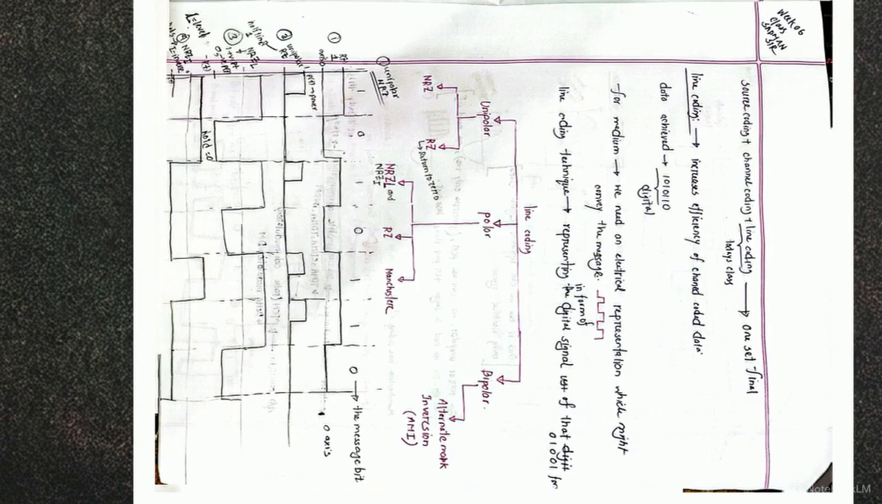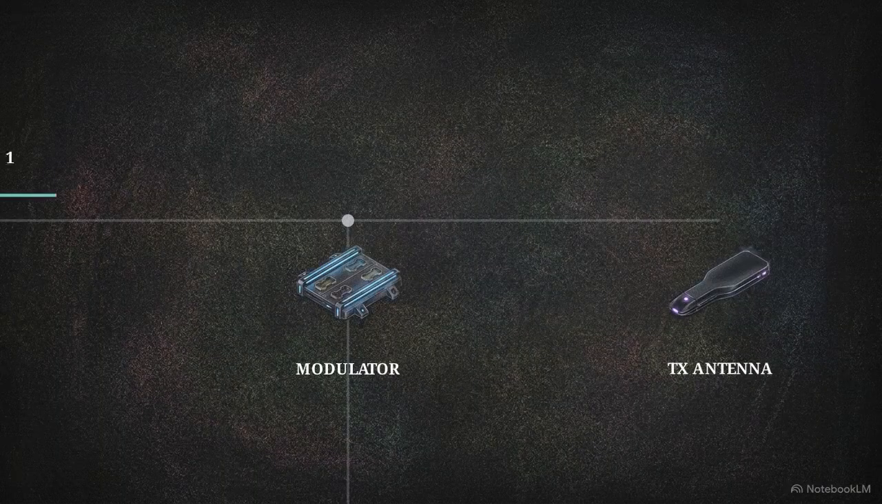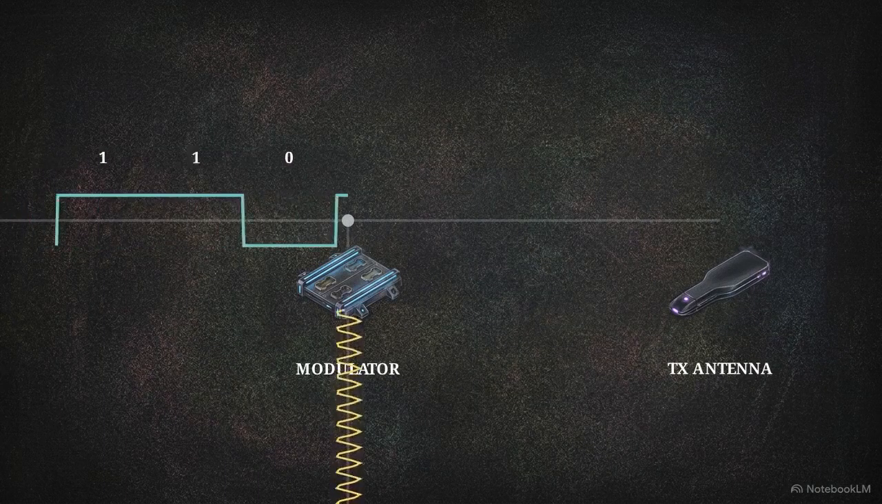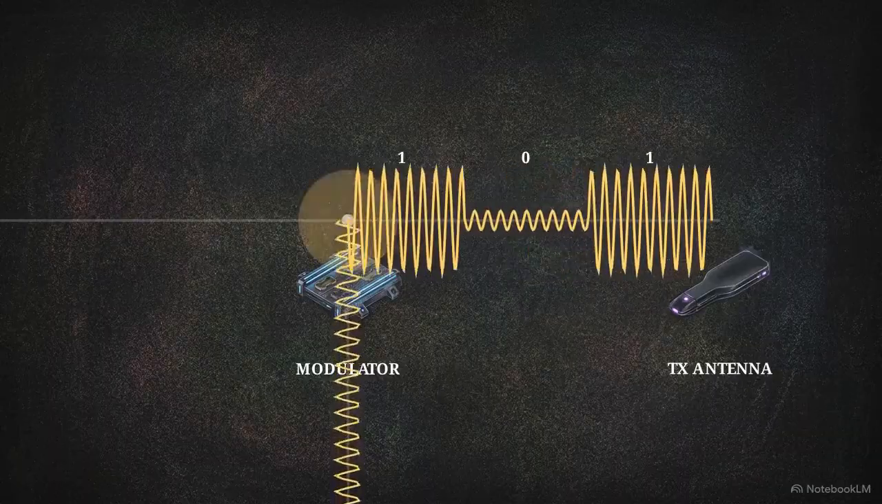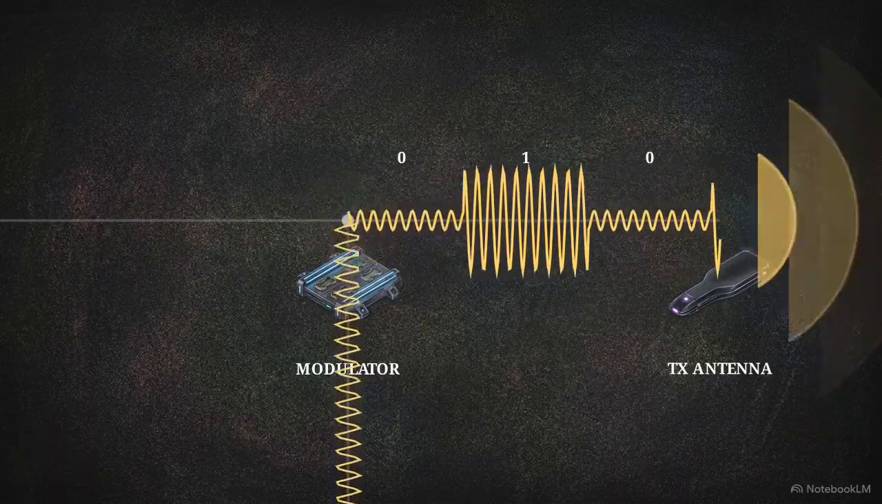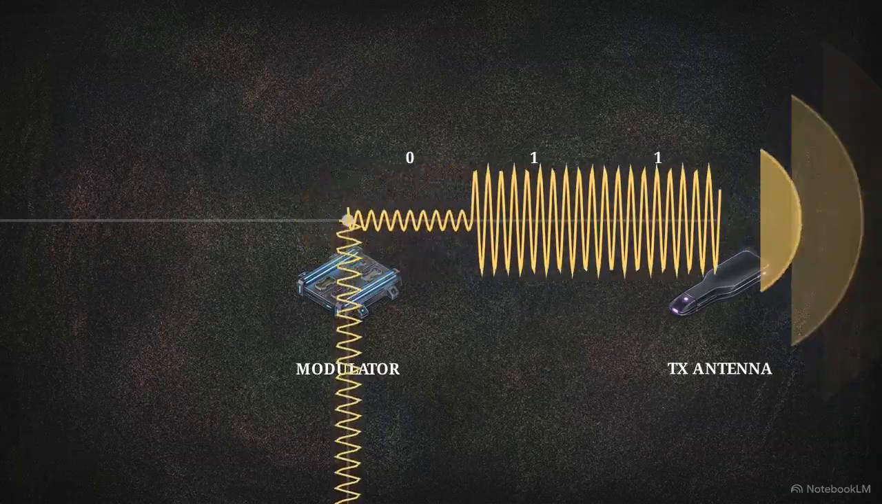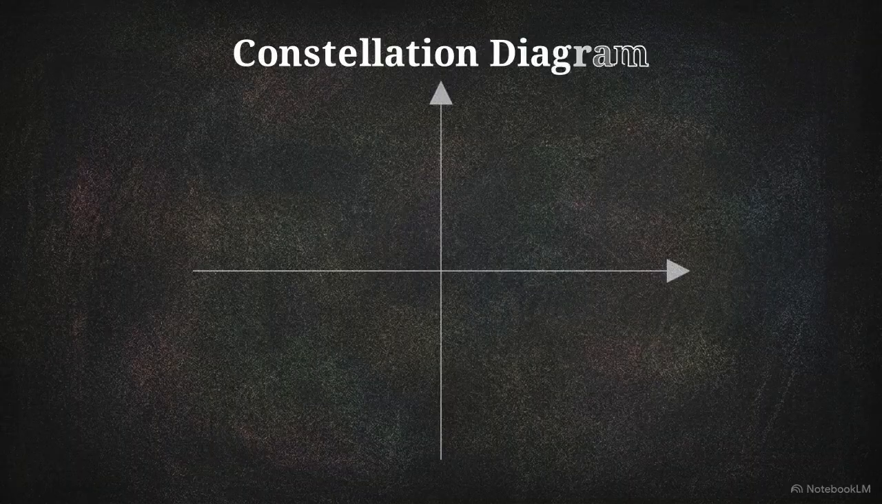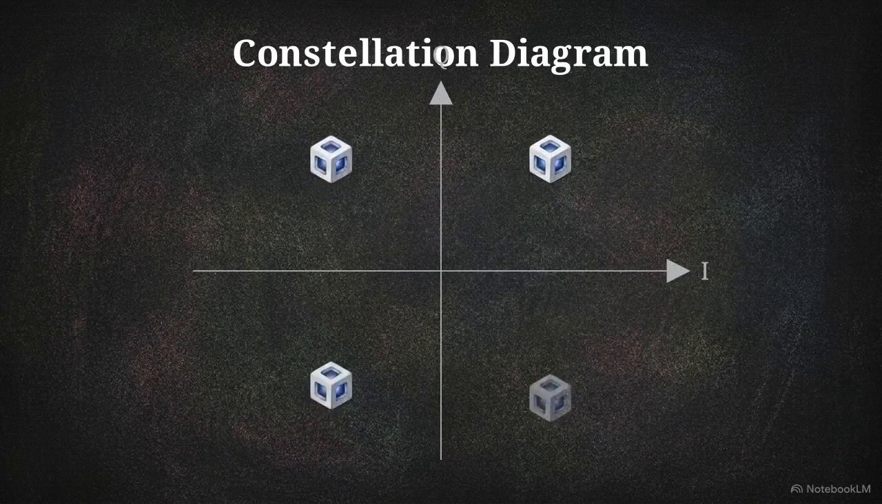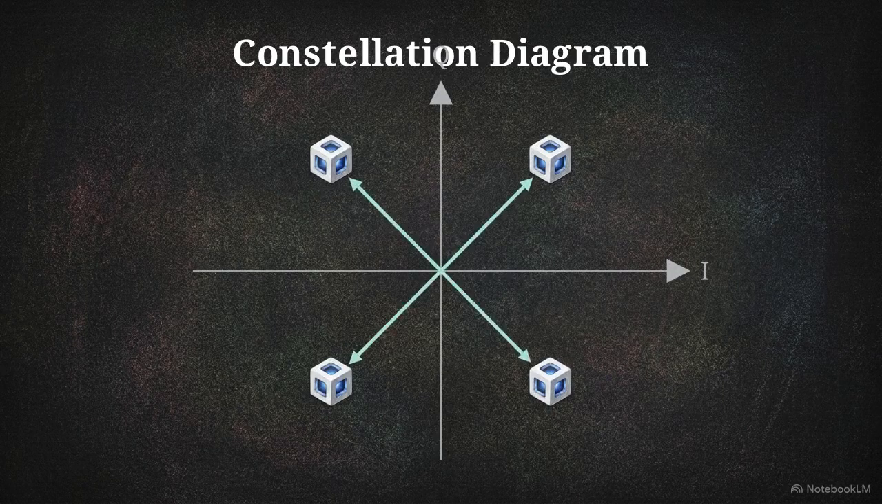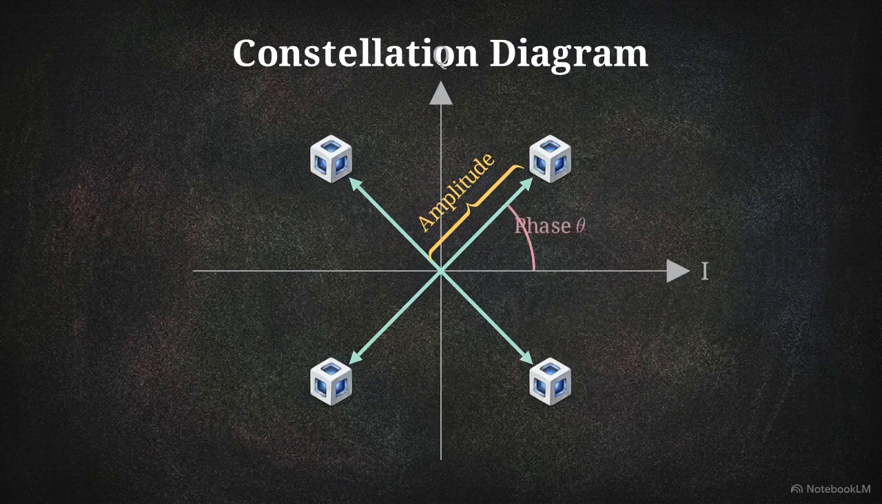Because baseband pulses degrade quickly over distance, wireless transmission requires digital modulation to shift these pulses onto a high-frequency carrier wave. We map this conversion using a constellation diagram. By plotting digital symbols onto a Cartesian coordinate system, we define exactly how to alter the phase and amplitude of the carrier wave to represent different bit combinations.